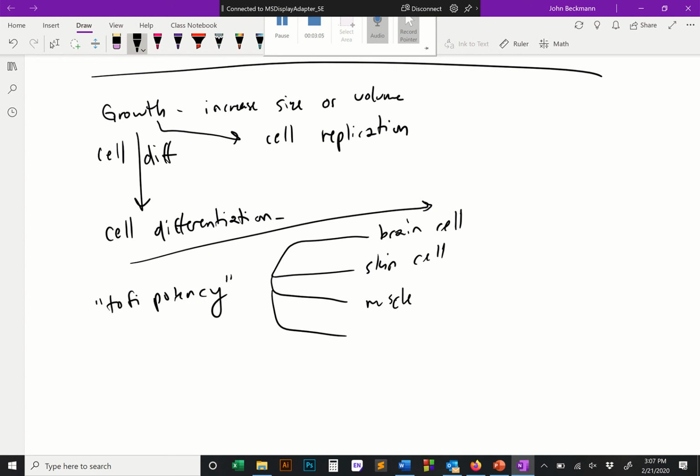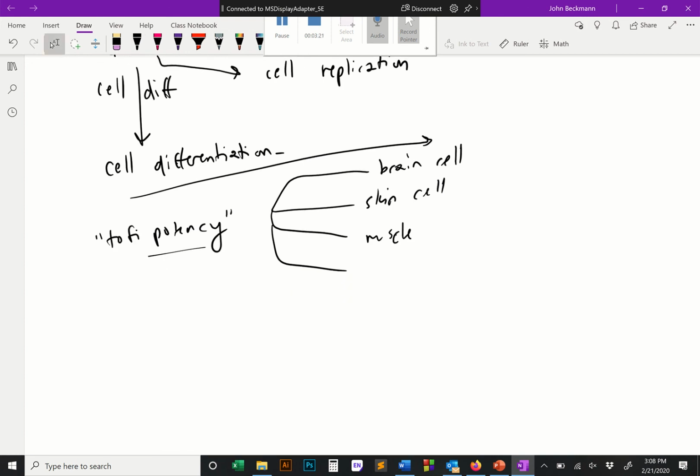So when you start off as an embryo, you're totipotent. That means you can turn into all these different types of cells. But as your cells differentiate, as you grow, as you go through your development, your cells essentially become what they're destined to be, and they can't usually go back to a totipotent cell state. So that's cell differentiation. Okay, what's morphogenesis?